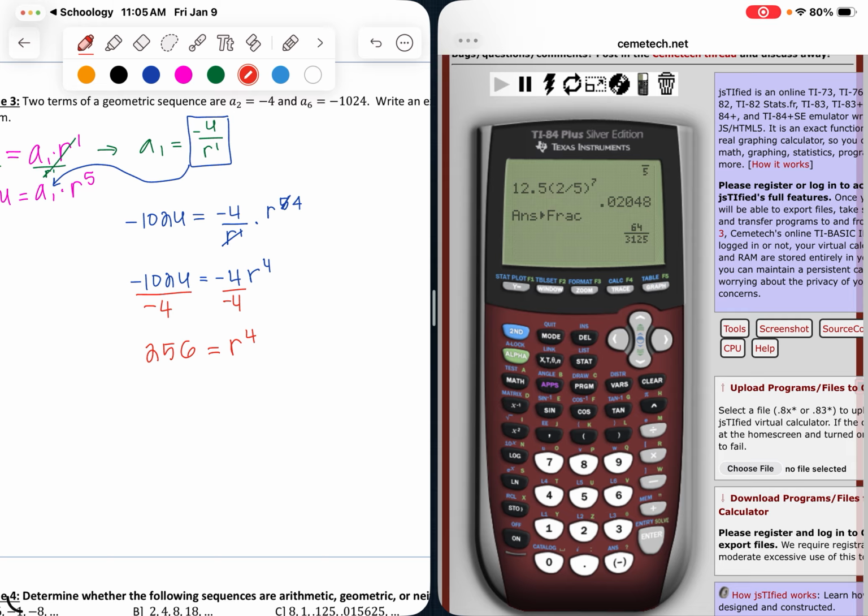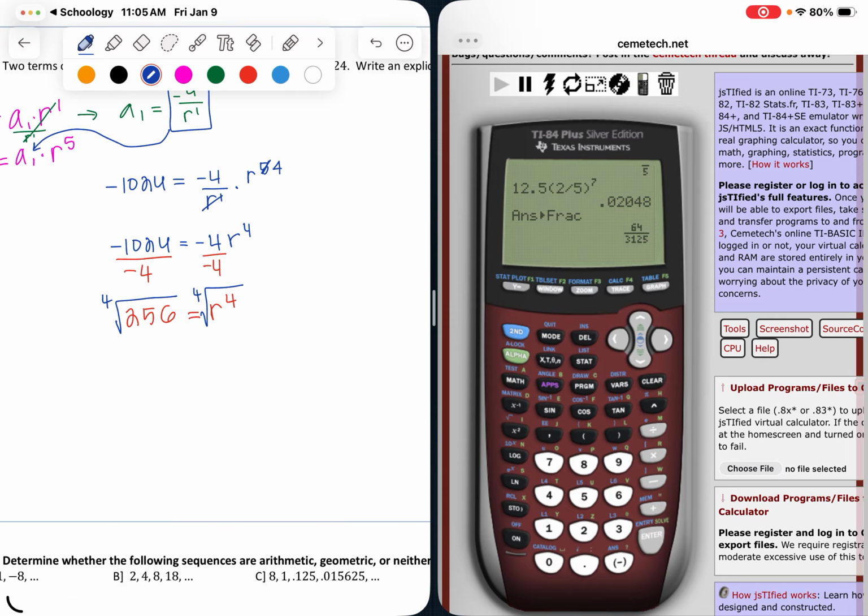So once again, you can do the fourth root, or you can do the 1/4 power. I'm going to show you both in your calculator. The fourth root is just square rooting twice. So you can say the square root of 256 is 16. The square root of 16 is 4. The answer is 4. Or you can just use guess and check. You can say, is 3 to the 4th power 256? No. Is 4 to the 4th power 256? Yes.